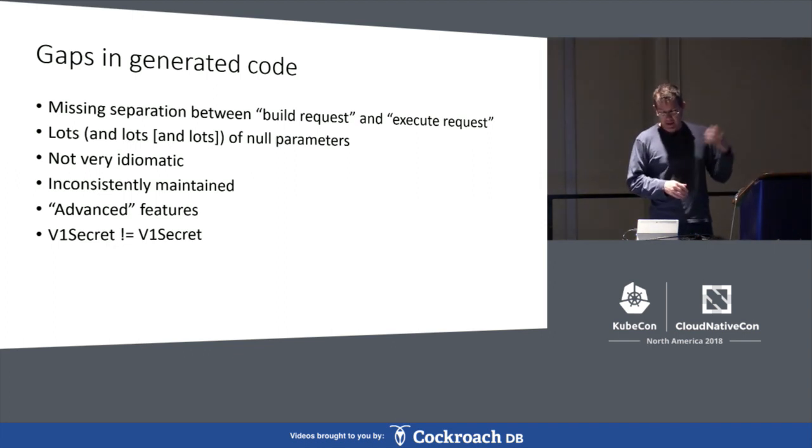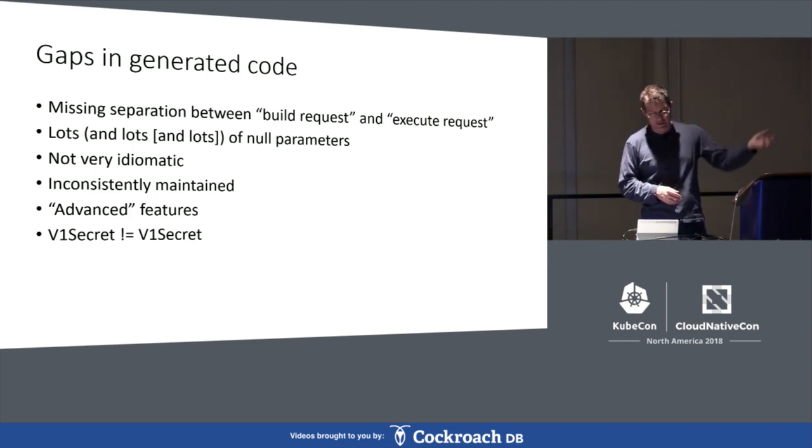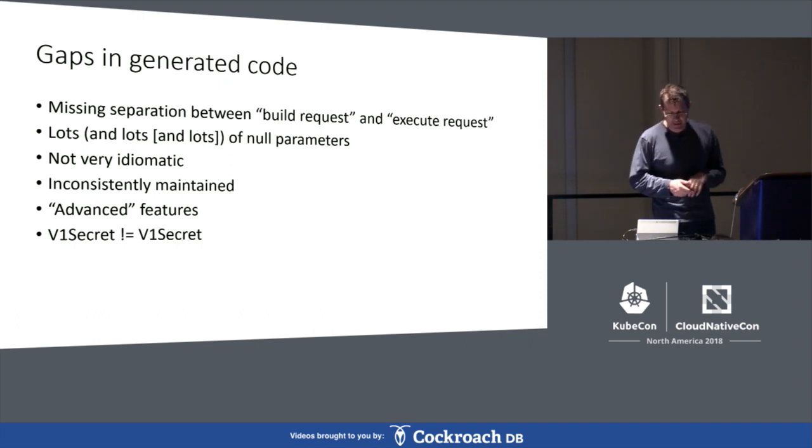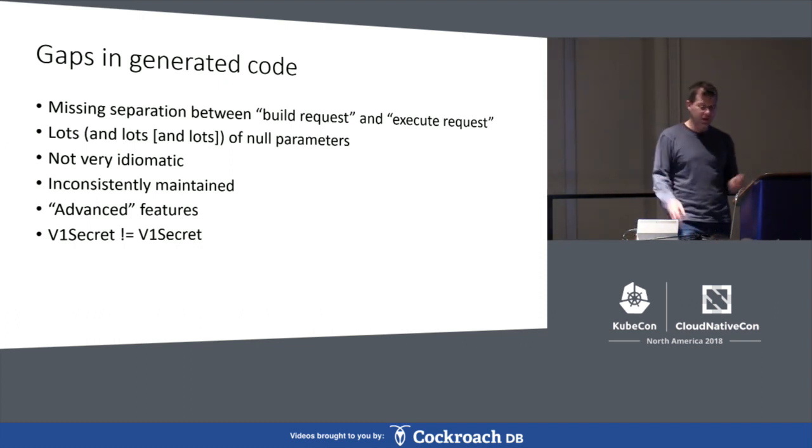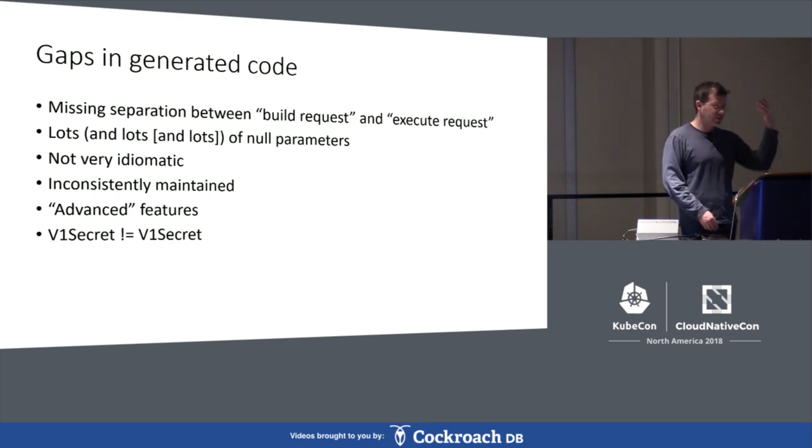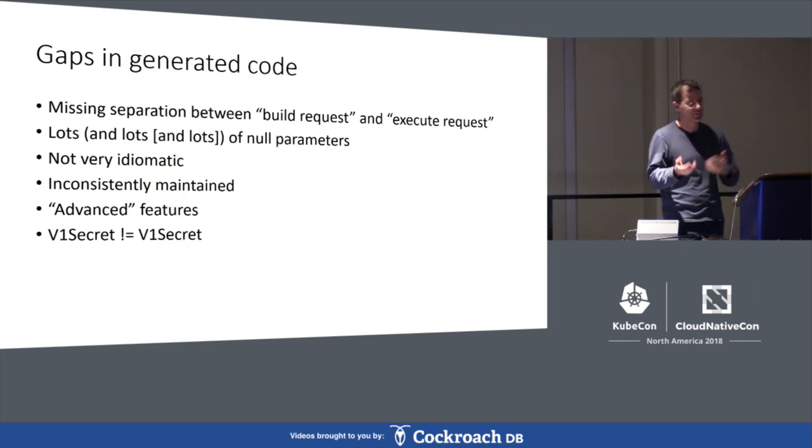And then I mentioned the advanced features like watch aren't there. And then this one is a great one. Someone filed a bug on the Java client and said, hey, I have this v1 secret object, and I have this other secret object, and two requests gave me the same secret. I did .equals on them, and they're not equal. Seems like that's a bug.